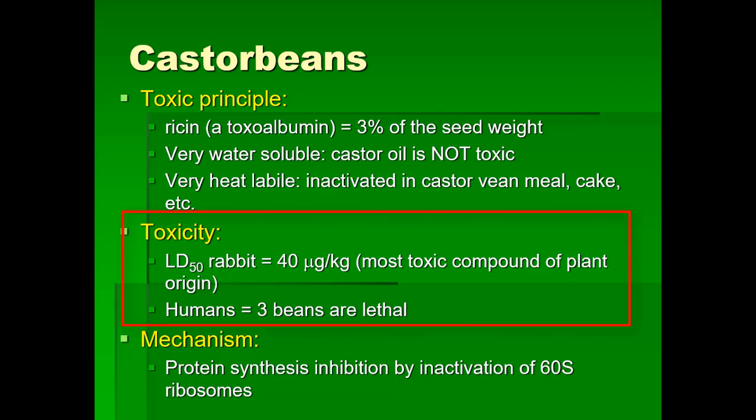It is probably the most toxic compound of any plant origin. The LD50 in rabbits is only 40 micrograms per kilogram. So if we think that anything below 5 milligrams per kilogram is extremely toxic, this is almost 1,000 times lower. So there is really no word to describe that level of toxicity. In humans, 3 seeds can be lethal. In dog, maybe just 1. And the mechanism of action after it penetrates the membranes is by inhibition of protein synthesis, after inactivating those ribosomes. Basically, the protein has two chains. One is to facilitate endocytosis, and the other one to cause cell death by inhibiting the protein synthesis.